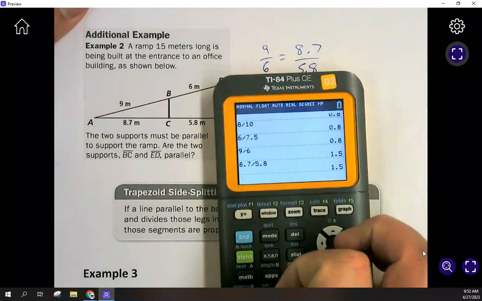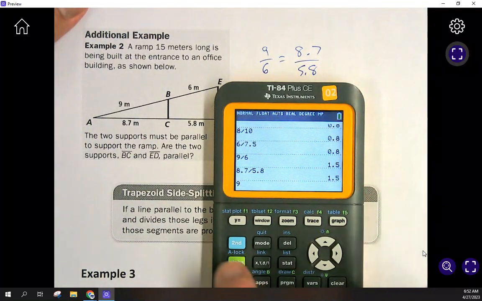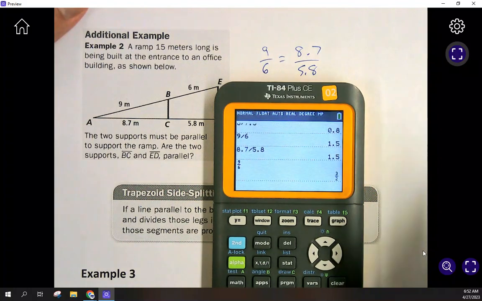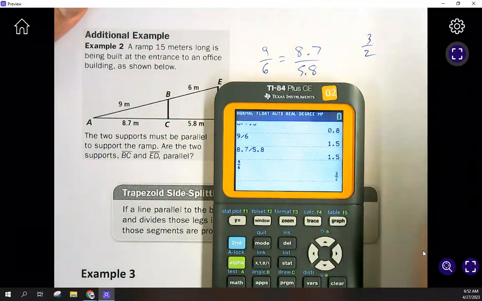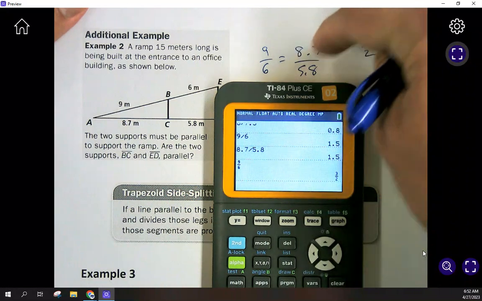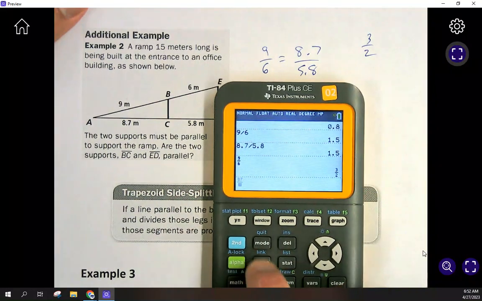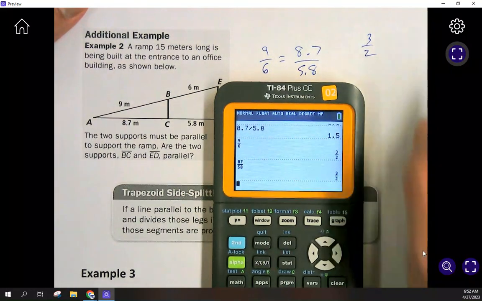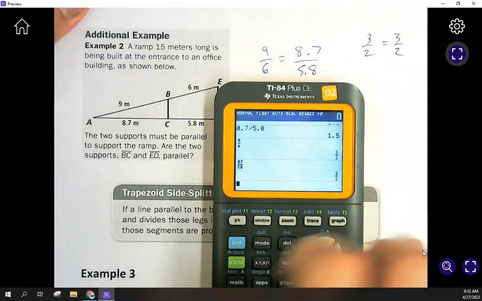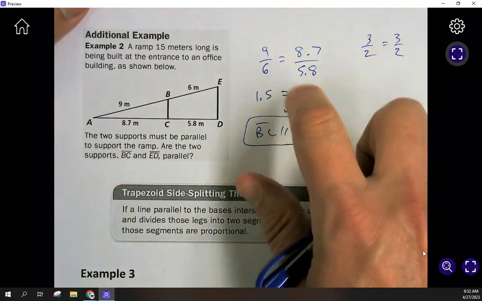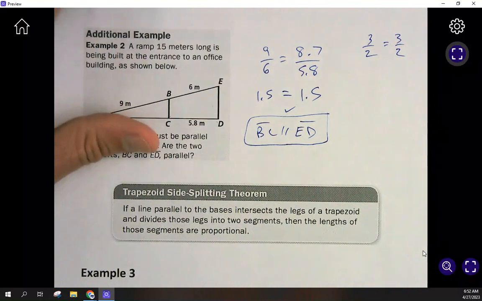And again, if you wanted to compare them just as fractions, you would use your fraction function. 9 over 6 is the same as 3 over 2. And then what you would do with this one is slide those decimals over. 87 over 58 is also 3 over 2. So you could do it that way as well, but decimals is probably easier in this case.